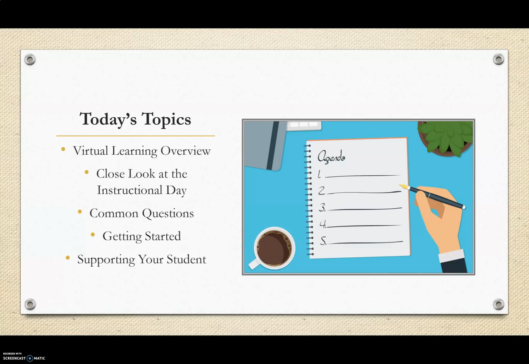Today's topics: first, we will be looking at the virtual learning overview. We will then take a closer look at the instructional day. I will answer some of the common questions. I will tell you how to get started. And I will also share ideas for how to support your students in the virtual environments.